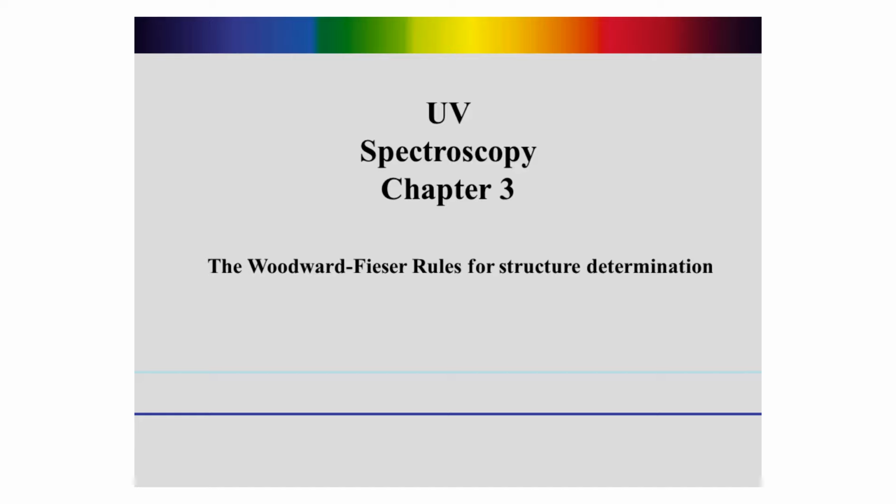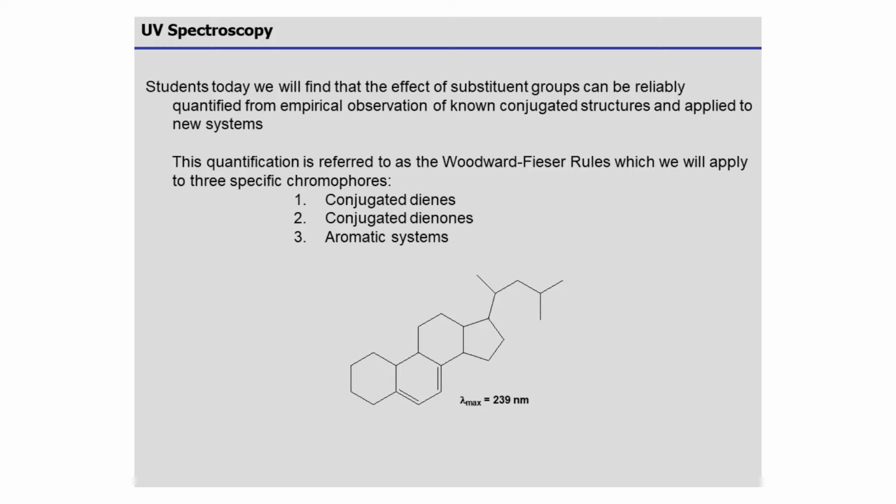Welcome to Chapter 3 of UV Spectroscopy, where we will explore the Woodward-Fieser rules for structure determination. Today, we will learn how substituent groups affect conjugated structures and how these effects can be quantified using the Woodward-Fieser rules for three specific chromophores: conjugated dienes, conjugated enones, and aromatic systems.